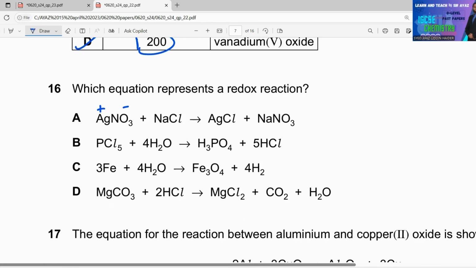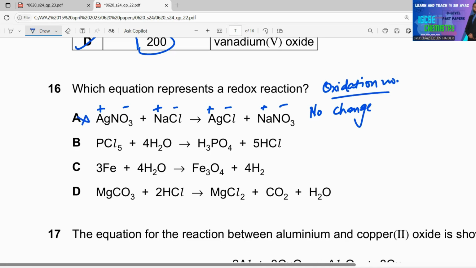What about the NaCl? NaCl, sodium, is in group 1, so it will carry +1 charge. Chlorine, group 7, will carry minus charge. On the product side, they all are carrying the same charges. So it means there isn't any change in the oxidation number. No change in oxidation number. So I'm writing here, no change in oxidation number. So A is incorrect.